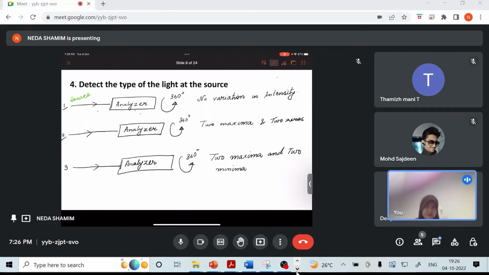Polarized light. What type of polarization? Circular. Okay, you are partially correct, I would say. Not completely, partially. It is a circularly polarized light. But what will happen if I pass unpolarized light?